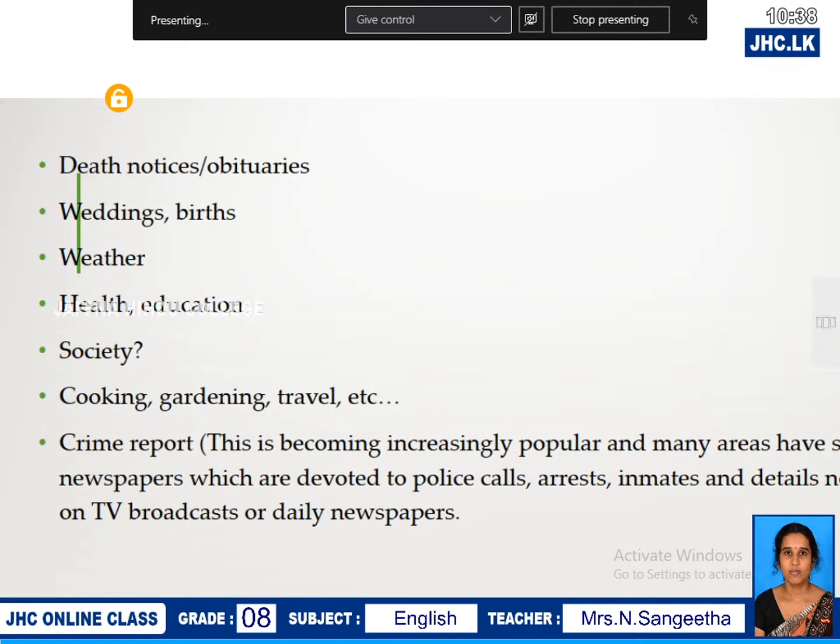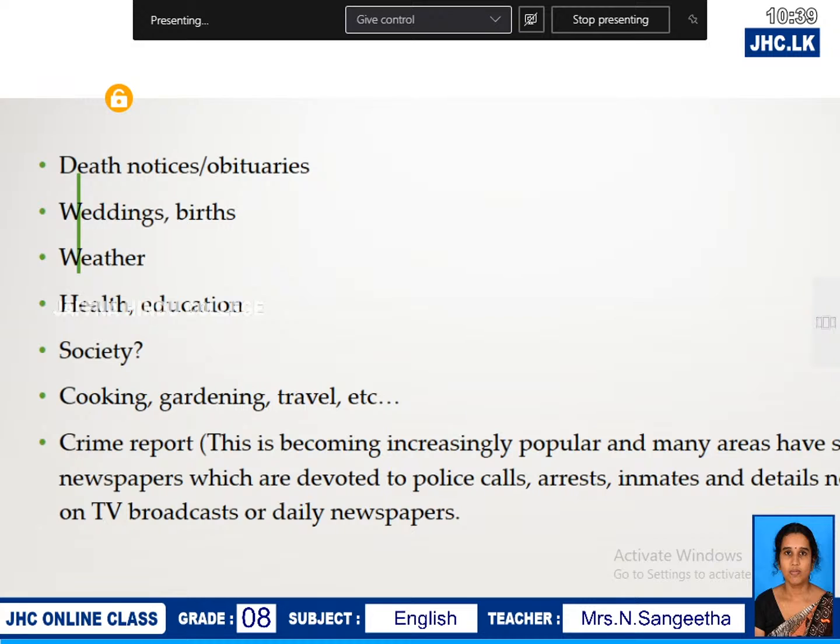And something about the society, articles. And cooking, gardening, travel, etc. The weekly newspapers லாம் கூடுதலாக இந்த sectors இருக்கும். Weekly newspapers cover all these sectors. Cookery, recipes or something else. Gardening, about farming, about traveling to new places or adventures பற்றி இருக்கலாம். And the crime report ஒரு crime report இருக்கலாம். இப்படி நடந்தாண்டே ஏதாவது ஒரு விஷயத்தை பற்றி.